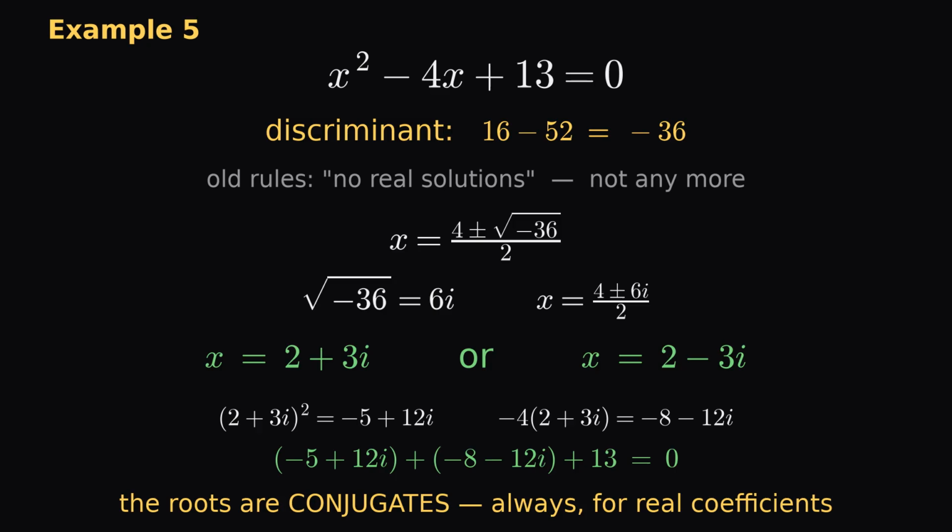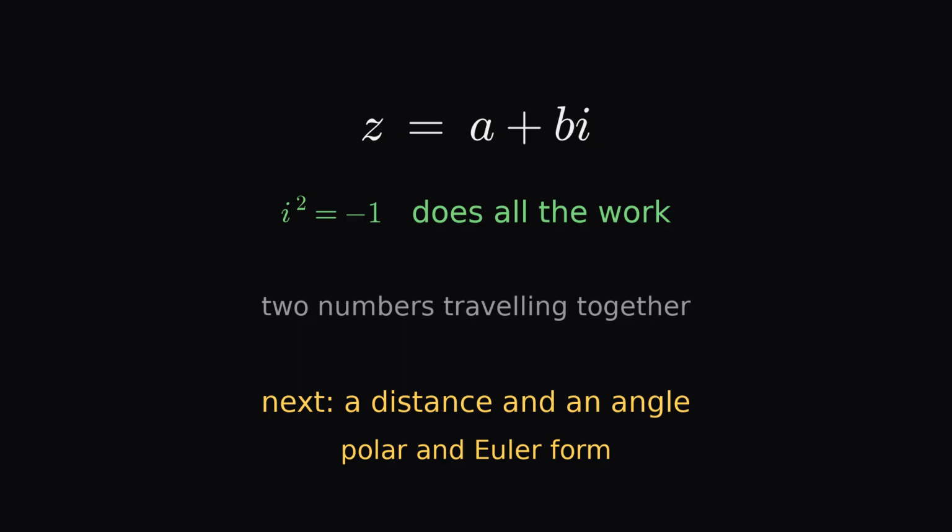The two roots are conjugates. Complex roots of a real quadratic always come in conjugate pairs. So if an exam hands you one root and tells you the coefficients are real, you already know the other one. So a complex number is two numbers traveling together, and i squared equals minus 1 does all the work. Next video, the same number is written a completely different way, as a distance and an angle, polar and Euler form.